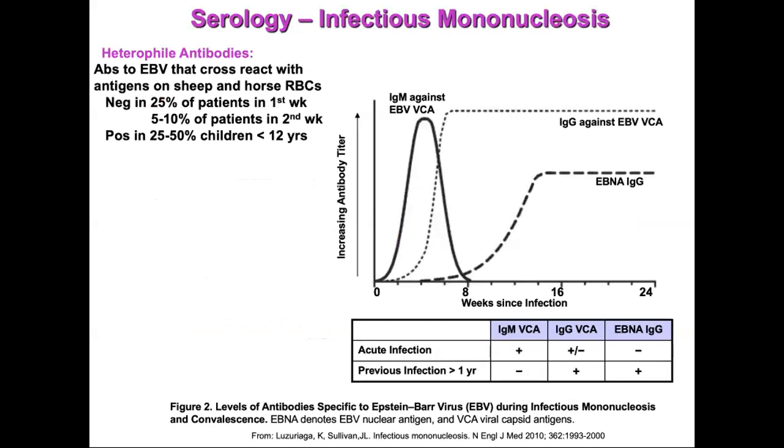There's something typical of these heterophile antibodies, something that we need to understand. These heterophile antibodies are antibodies to the EBV virus, and they cross-react with the antigens that are on the sheep and the horse red blood cells, right? We have to note that these reactions could be negative, right? These antibodies can be negative in 25% of the patients in the first week of infection, and in 5 to 10% of patients in the second week. So it becomes less during the second week. But they're usually positive in just about 25 to 50% of children that are under 12 years old.